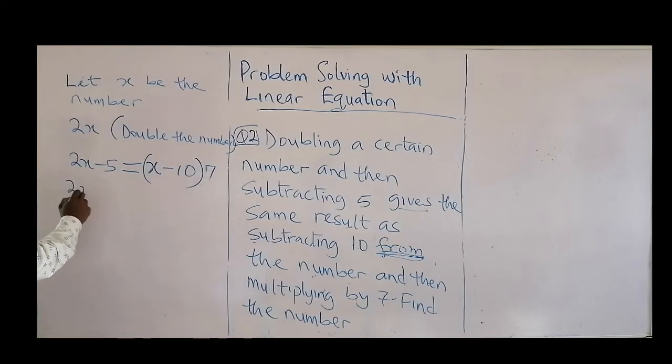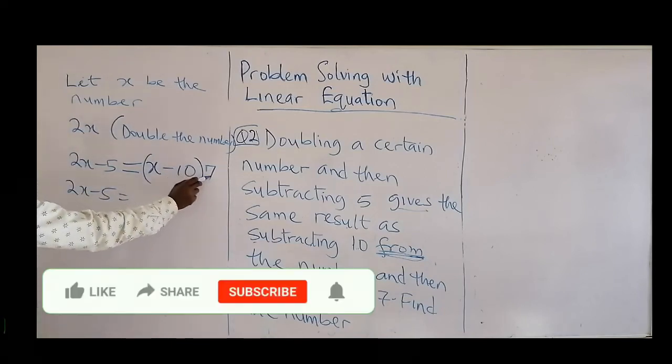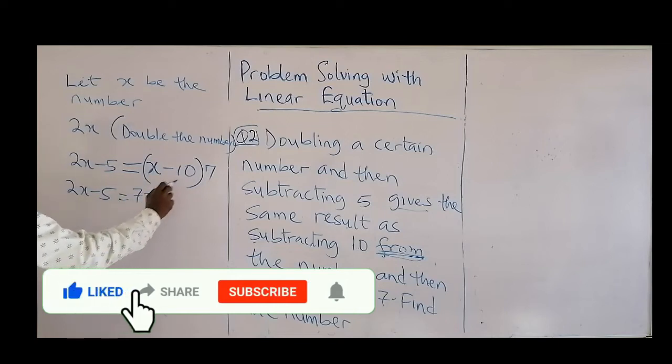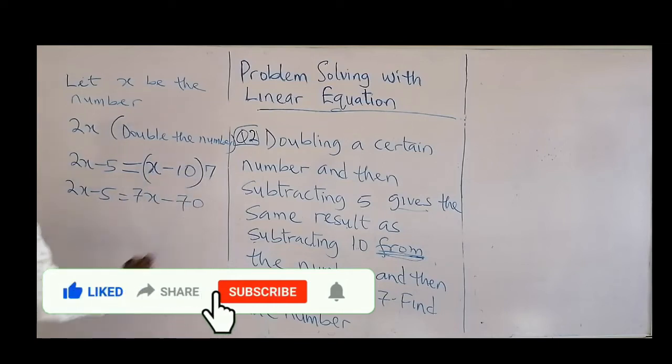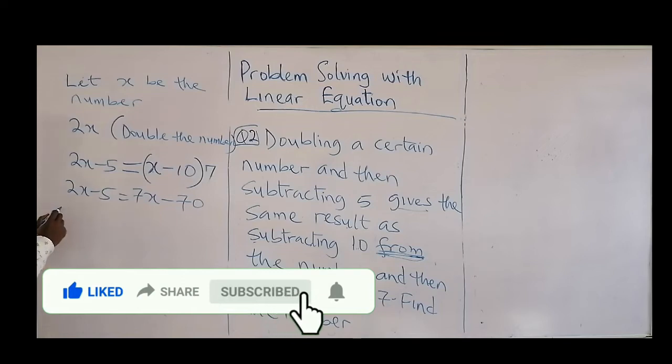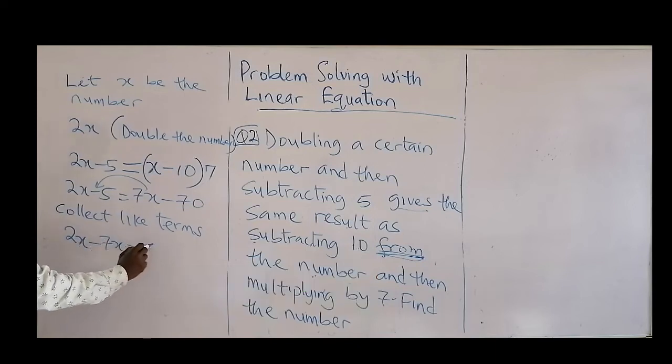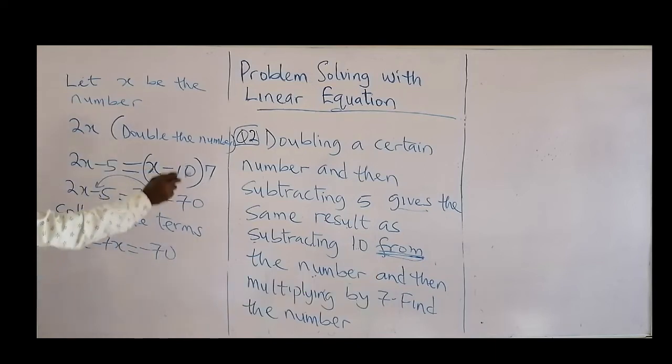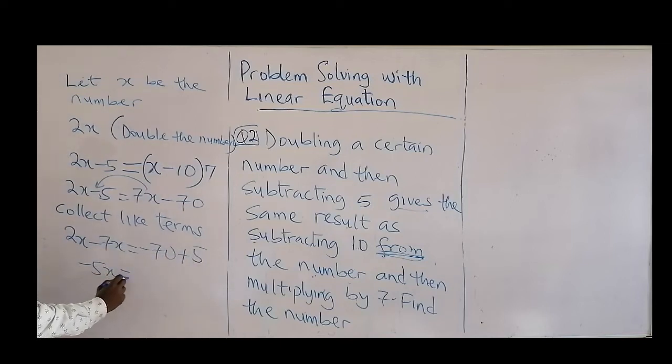So we now have this one times this one, that's 7x. This one times this, that's minus 70. Collect like terms. So we have this one moved to this side, that's a minus 7x. Minus 70, move this one to the other side, plus 5. So I have minus 5x equal to minus 65. So x is equal to minus 65 over minus 5, and that's 13.